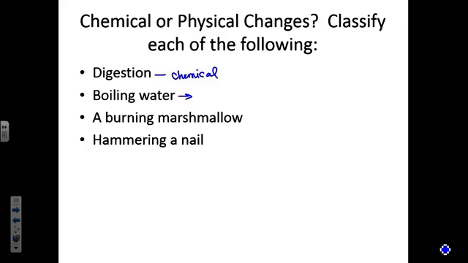Boiling water, when you boil water, you make steam. It's still water. It's just water as a gas. So this is physical. And if you think about it, we can reverse that process because we can collect the steam and condense it back down to make water. Burning marshmallow is definitely chemical. You have changed the chemical identity of the marshmallow once you've burnt it. That black stuff is no longer your nice puffy marshmallow. Hammering a nail, we haven't actually done anything to the nail except maybe compress it a little bit. So this is physical. We still have a nail.